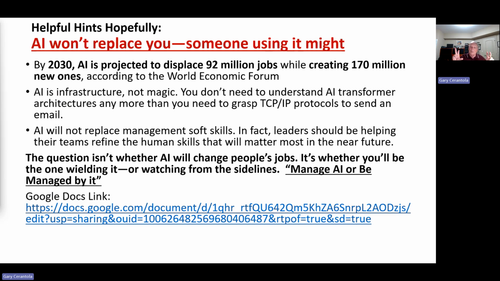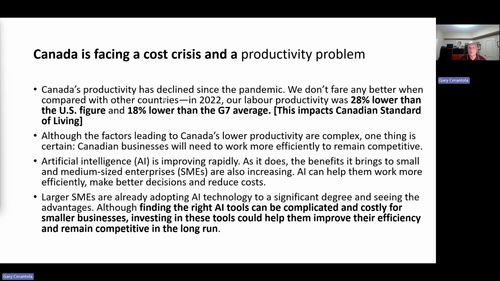You may not be employed by the same organization, but you will be employable because you'll have the skills and the capabilities that really will enhance and manage AI, and you won't be managed by AI. So, have a look at this article. It may help you going through.